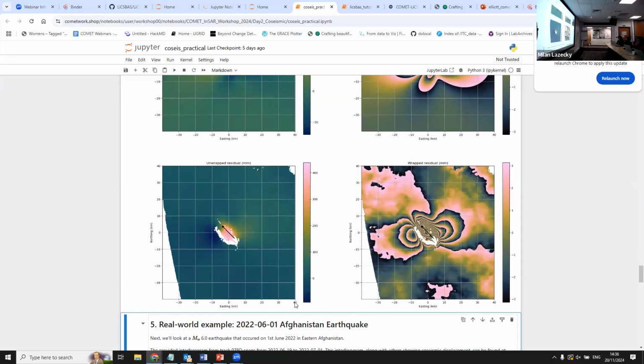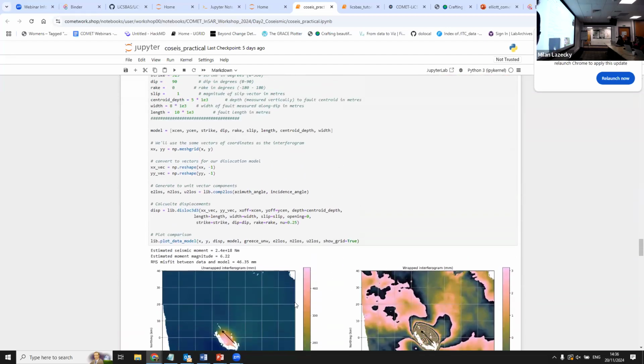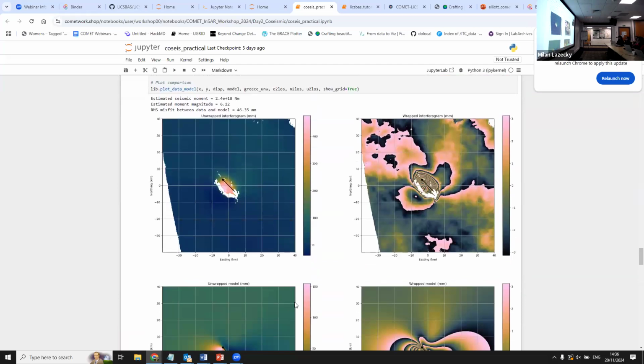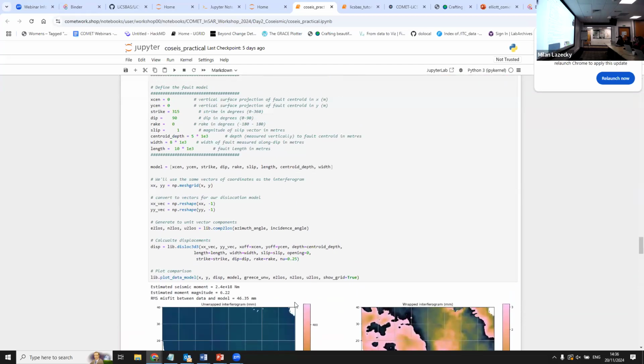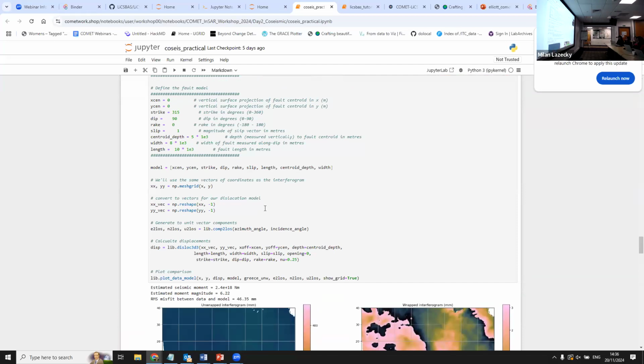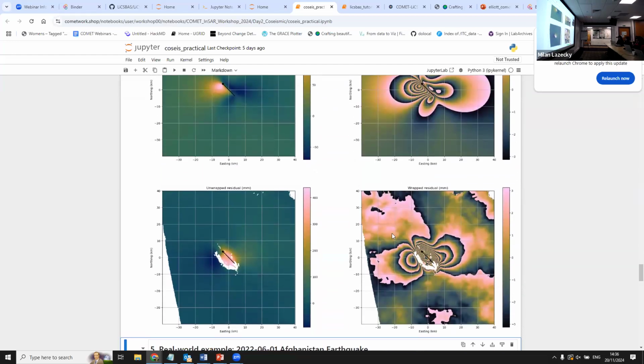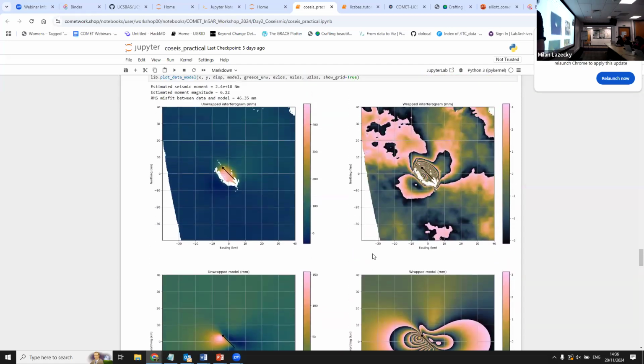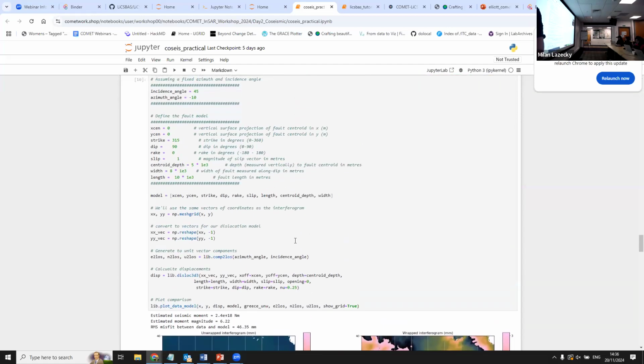I'll give you a clue. This is not a strike slip earthquake, and it is put in as a strike slip. So I would initially have a think about whether this is a thrust or a normal fault, and then from that try and refine the rest of your parameters to see if you can get this residual to have basically no fringes in. And I'm going to do the same thing, but don't copy my answers.